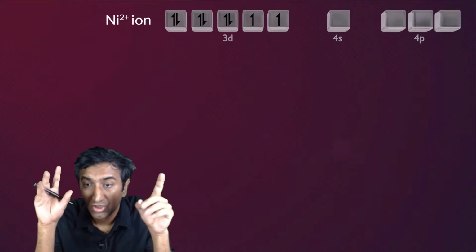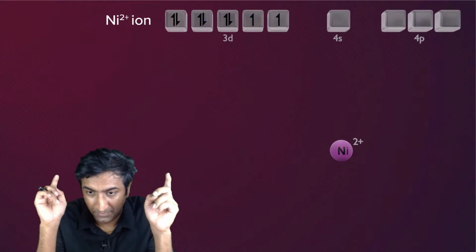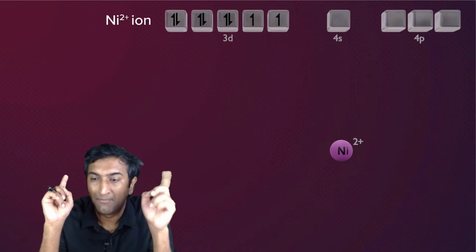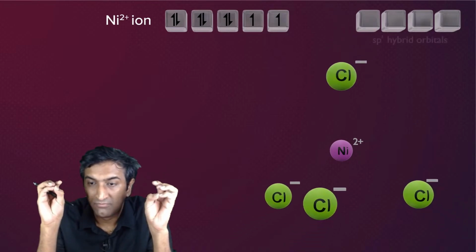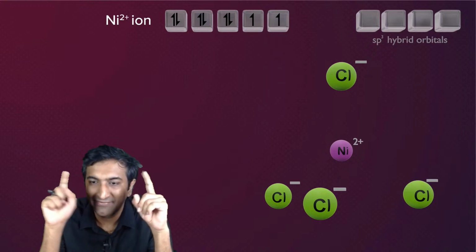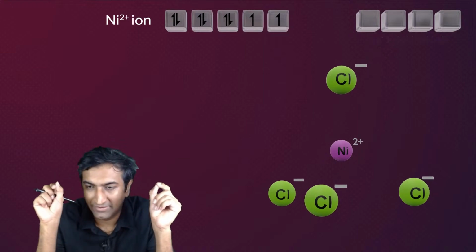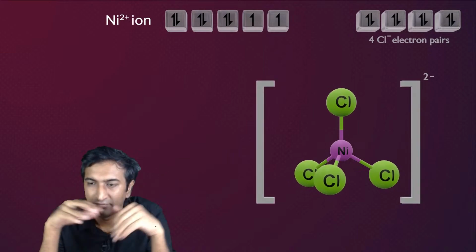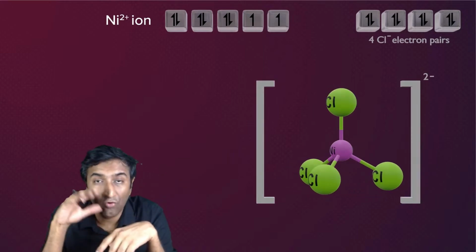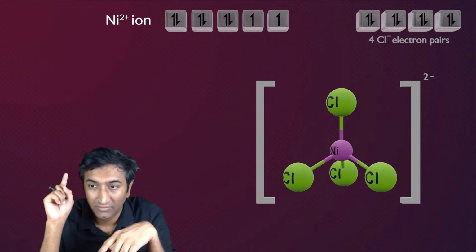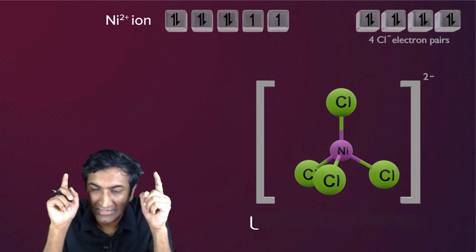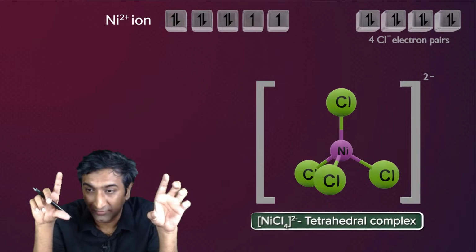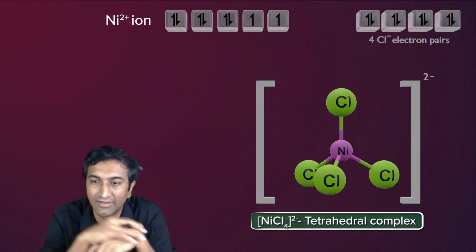This is beautiful. You've got 3d, 4s and 4p, and what happens is that all of them combine and form, well, not all of them obviously, the s and the p, they combine and form sp3 hybridized orbitals. Yeah, and that is what leads to the formation of these guys here. So 4 chloride atoms, go ahead and put 2 electrons each in the empty sp3 orbitals, right? And that's how you get a tetrahedral complex.